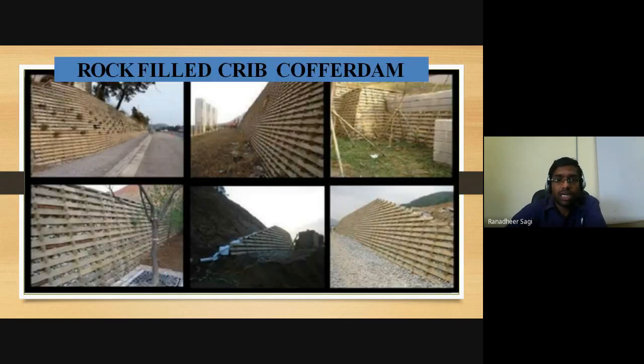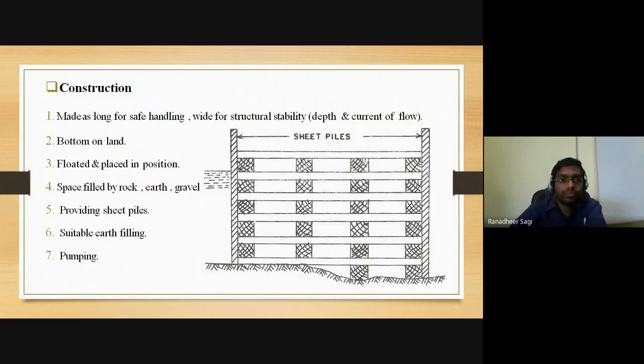So this is how a typical rock-filled crib cofferdam structure looks like. It's the same as your crib wall, which we have called one type of retaining structure, whatever we have discussed earlier. So construction wise, it's the same as the other cofferdam structures. Okay, so what we are going to be doing here is we try to make a box kind of an arrangement. Into that box, we are going to be filling your aggregate particles.